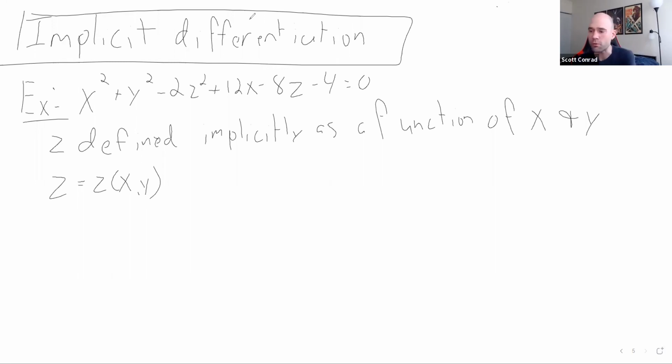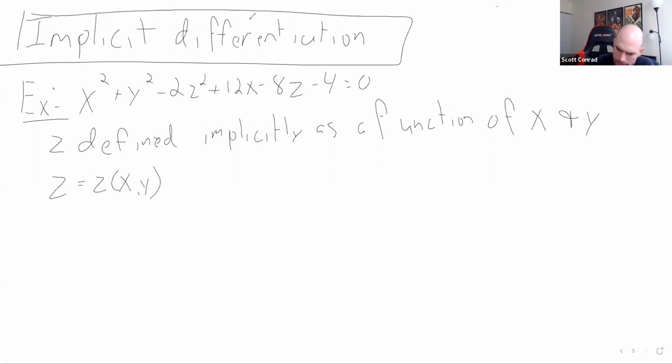So the way we would do this in 140 and 141 was we would take the derivative of both sides with respect to x. That's easy for x squared, that's easy for y squared. And for minus 2z squared, we think of z as a function of x and y, so we'd use the chain rule: minus 2z squared would become minus 4z times dz dx, et cetera. Then you would proceed to get dz dx by itself. But there's in fact a much quicker way of calculating the partial of z with respect to x and the partial of z with respect to y using the chain rule.